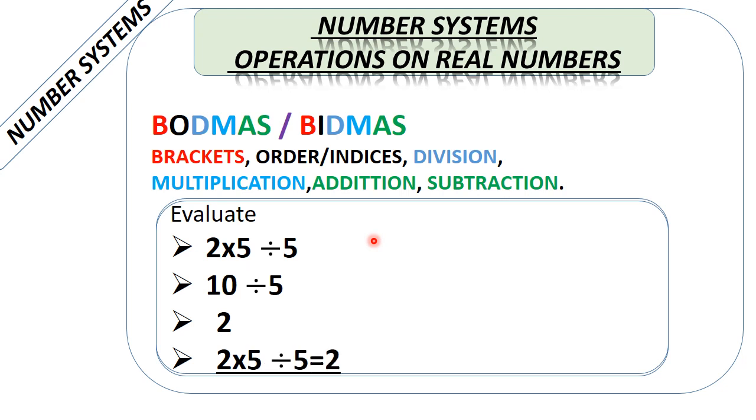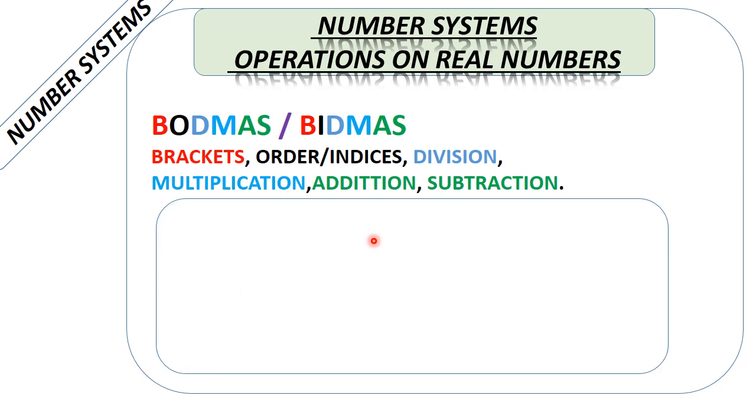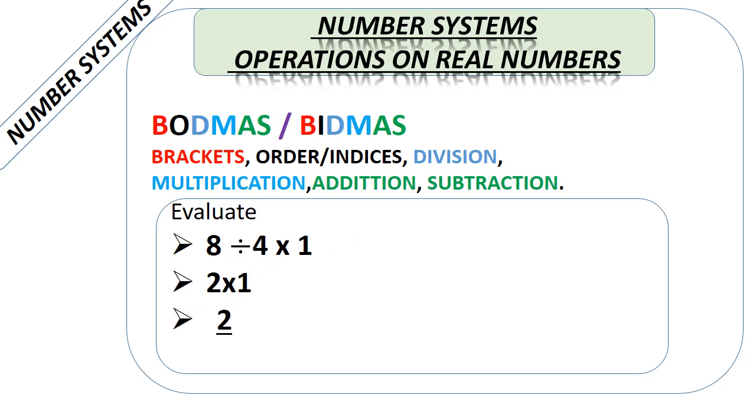Let's go to example number 2. Example number 2 says evaluate 8 divided by 4 times 1. Again here, we start with the one on the left-hand side. Since with division and multiplication, the only thing you have to look at when choosing between them is which one is on the left-hand side. In this case, it's division. So 8 divided by 4 is 2 times 1. Then 2 times 1 is 2. And we can conclude that 8 divided by 4 times 1 is equal to 2. So that's how division and multiplication works.